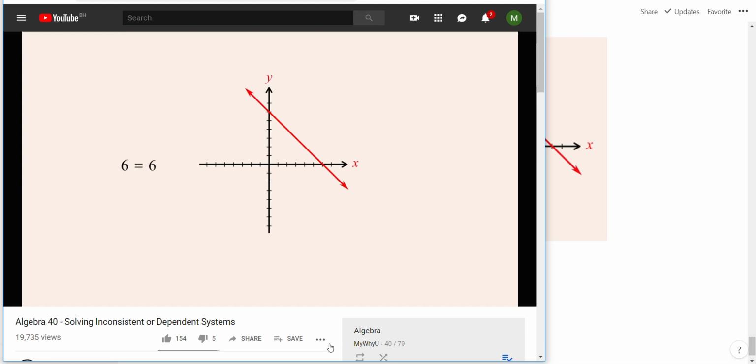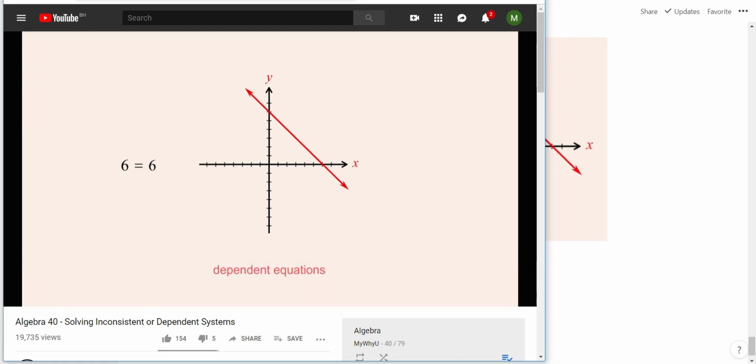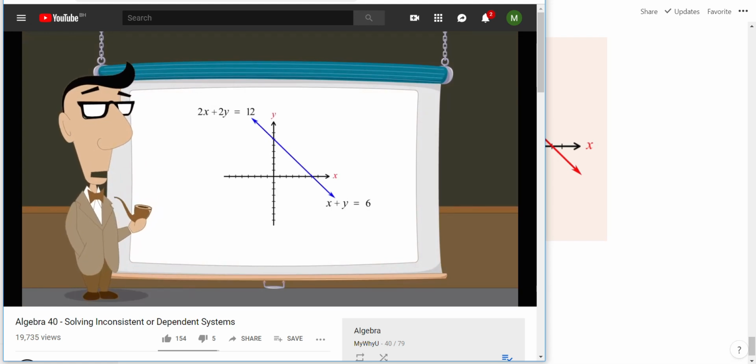Once again, obtaining a statement of equality between two equal numbers indicates that the equations are dependent. The system, therefore, is consistent with an infinite number of solutions. Since both equations have the same solution set, the solution set of this system is identical to the solution set of either equation. Since the bottom equation is the simpler of the two, we will use it to define the solution set. Using set builder notation, we can say that the solution set is the set of all ordered pairs x, y, such that x plus y equals 6.